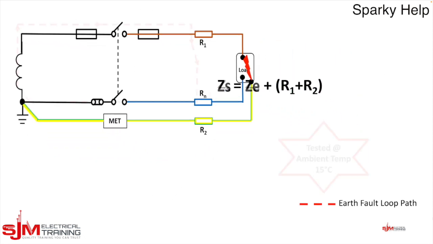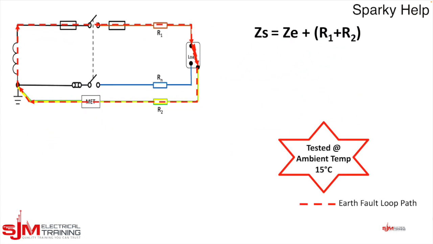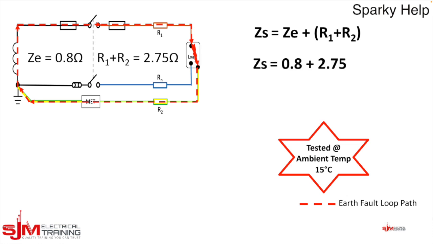Let's go back to this then, and let's work it out. And let's put some figures in. So let's give a ZE of 0.8 ohms and a tested R1, R2 value of 2.75. Now this 2.75, I'm making an assumption that it was tested at an ambient temperature of 15 degrees, which is warmer than the 10, which means possibly the resistance was slightly higher.